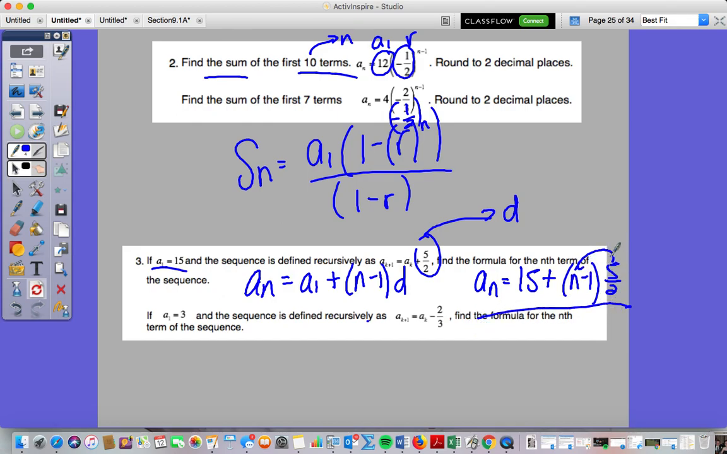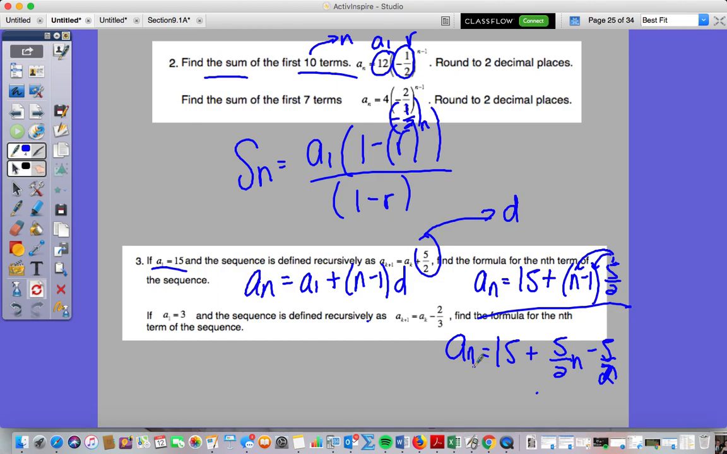But you could also multiply 5/2 to n. And then you could just combine like terms of 15 minus 5/2. And that's just how we find our nth term. So what that means is, if I said find the 10th term, you just put 10 in for n, and you're good.